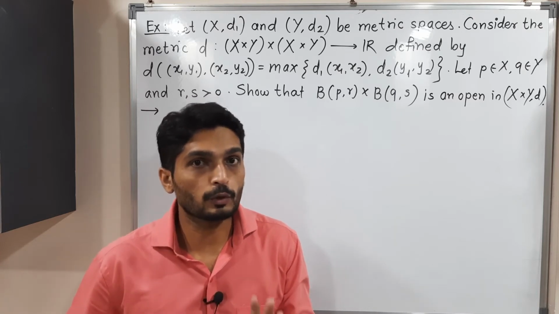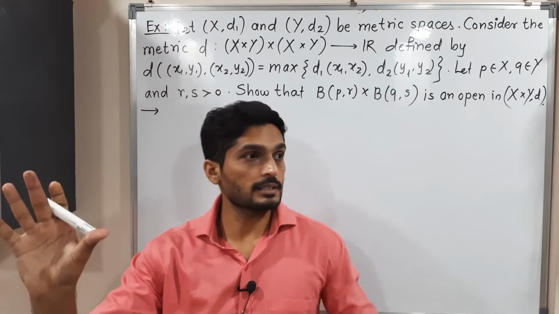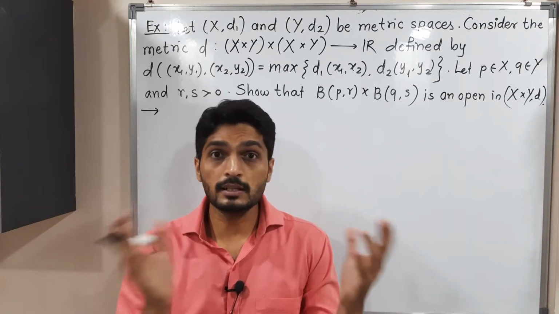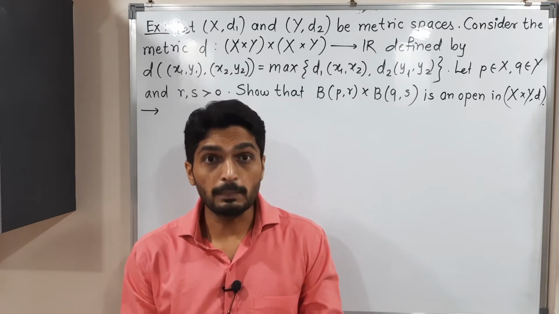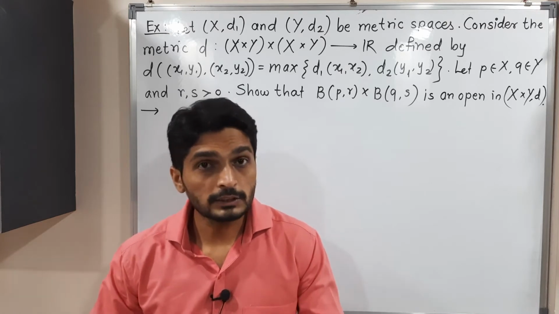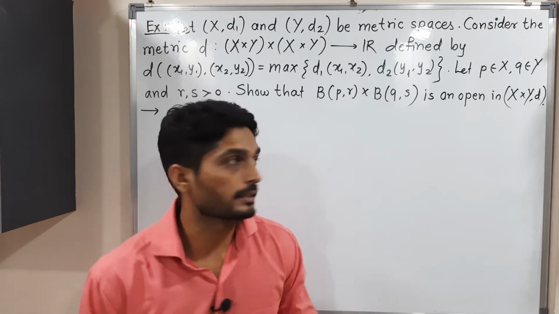So what we have to prove, all of you understood now. If the first ball is in the first metric space and the second ball is in the second metric space, and you take their cross product, then the resultant set will be an open set in the product metric space. This thing we have to prove. First I will prove that it is non-empty, then we will talk about it being an open set.